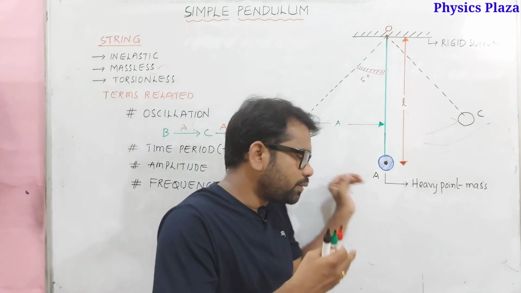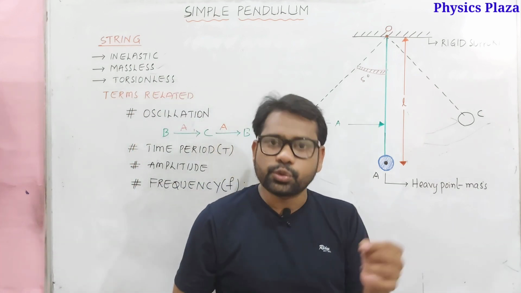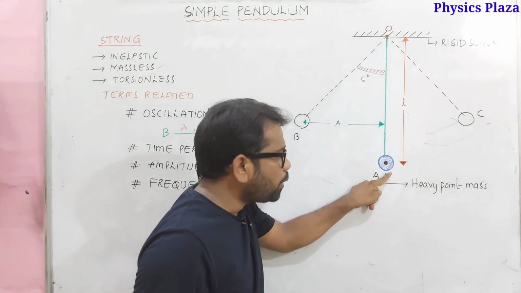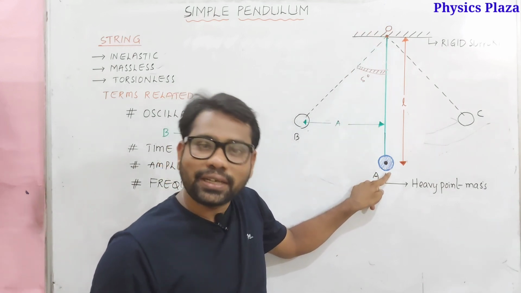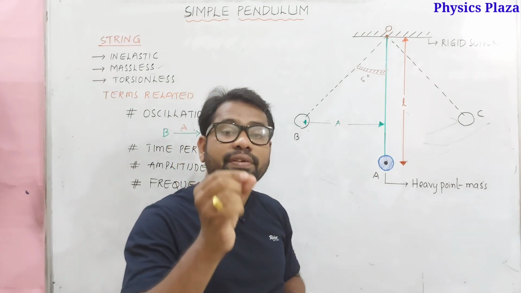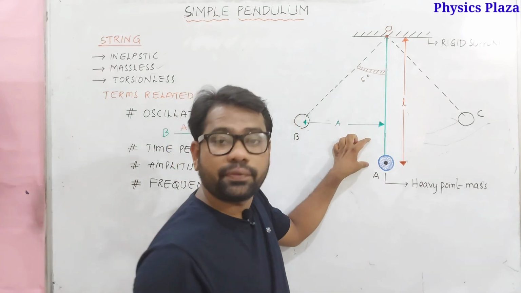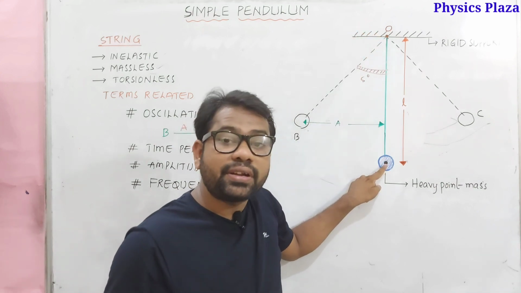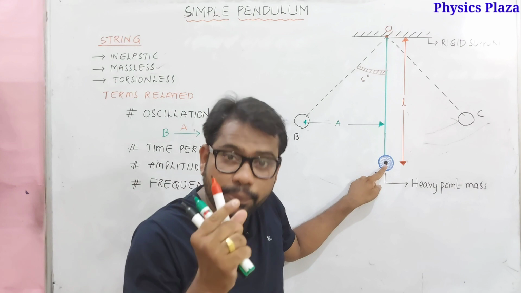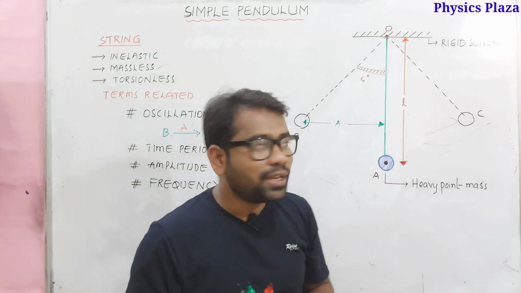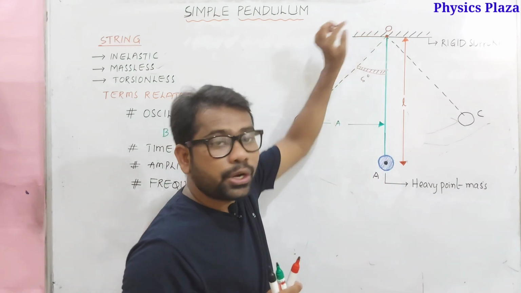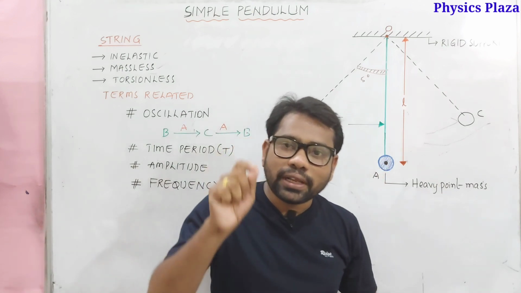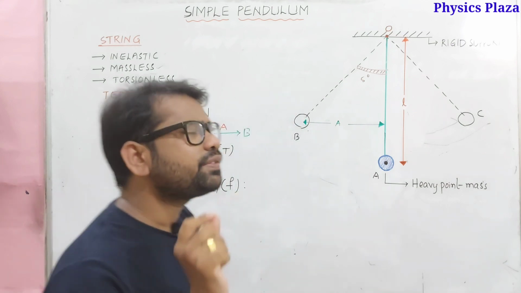Whenever we are doing an experiment with a simple pendulum, some students take the length from the point of suspension to the end of the bob. That is wrong, dear children. So how to define the effective length? The distance from the point of suspension to the center of gravity of the bob. I repeat once again: the distance between the point of suspension and the center of the bob is called the effective length of the simple pendulum.